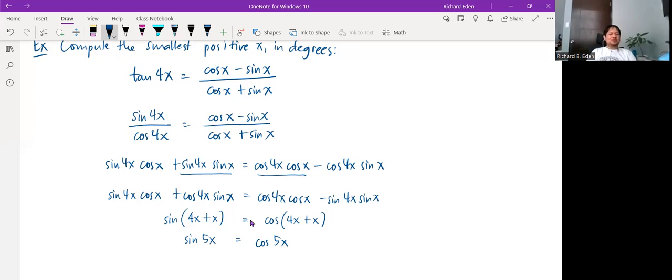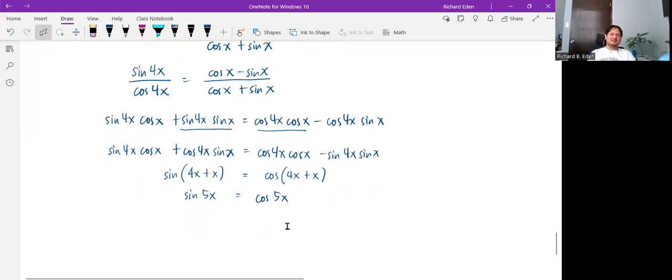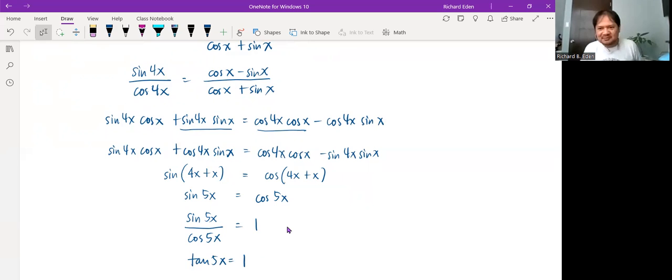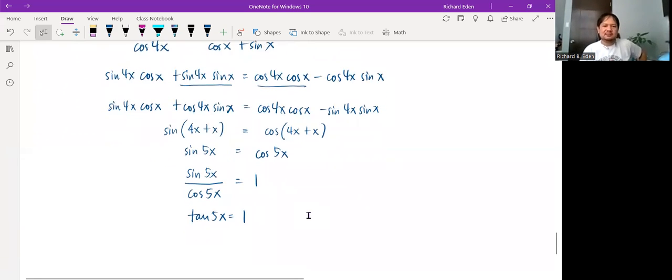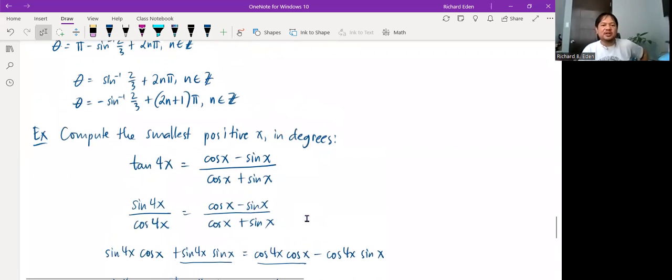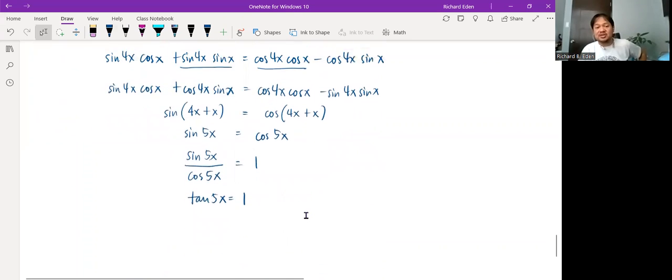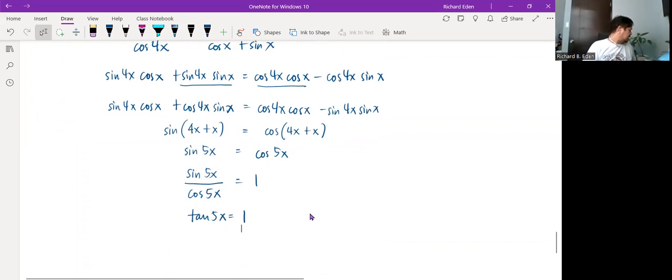Wait. This time, we're gonna do the opposite. Instead of rewriting everything in terms of sine and cosine, I don't want to see any sine and cosine. I was butchering. It will become tangent 5x equals 1. Alright. So what does that mean? Actually, this was asking for a specific solution, but let's solve this in general. Because I realize we haven't been solving tangents that much.